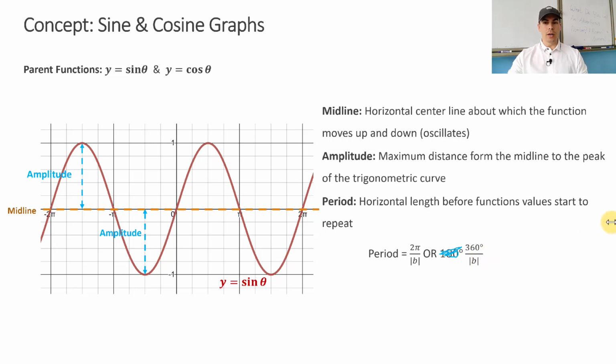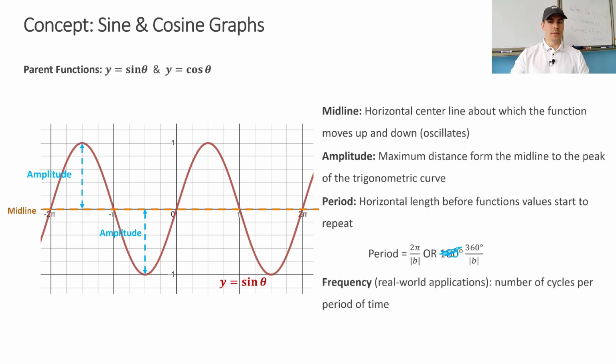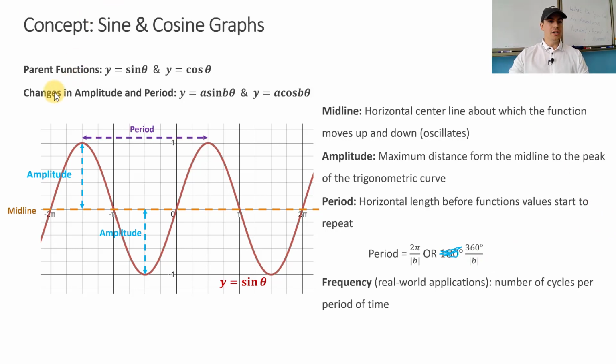You're probably wondering what b is. I'll bring up frequency here before we talk about b. B is what we find in our change in period. So if I have y equals a sine b theta and y equals a cosine b theta, that gives us changes in both amplitude and period. Our change in amplitude comes from this value a. That a is how we find our amplitude. Whatever that value is, a is our amplitude.